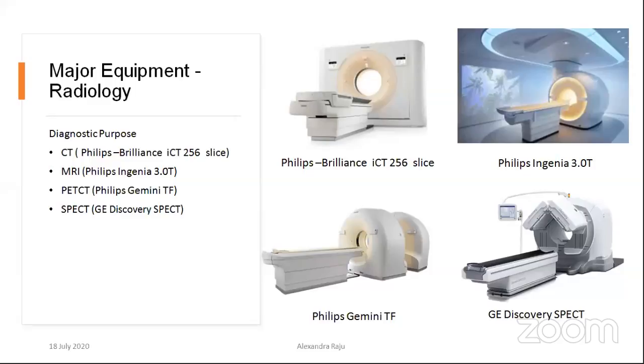The model name is Brilliance. And the MRI, which is a Philips Ingenia 3.0 Tesla, and PET-CT with Philips Gemini TF, and SPECT. The mammogram, DEXA scan, digital X-ray, the cath lab, the dental X-ray, mobile X-ray, the ultrasound, and for the therapeutic purpose, we can see the LINAC.